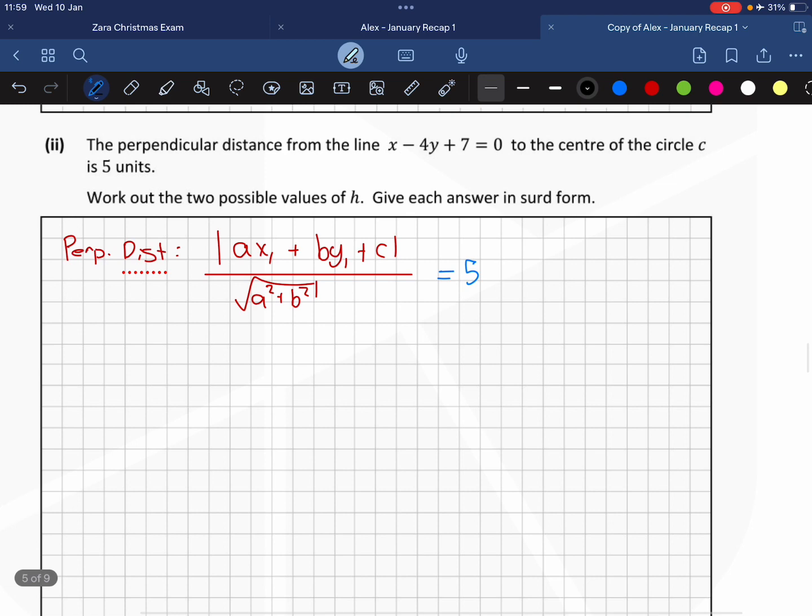So write everything out. We have x minus 4y plus 7. So we have our a, b and c, and then we have h and minus 3 from the last part, which is our x and y. Plug everything in.